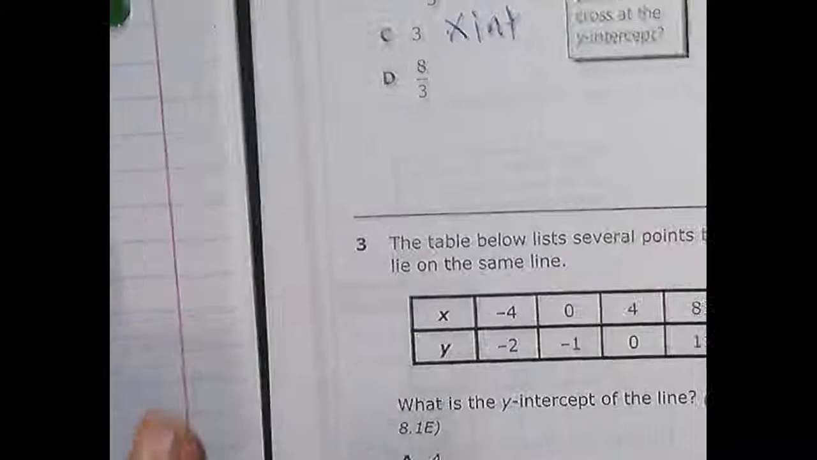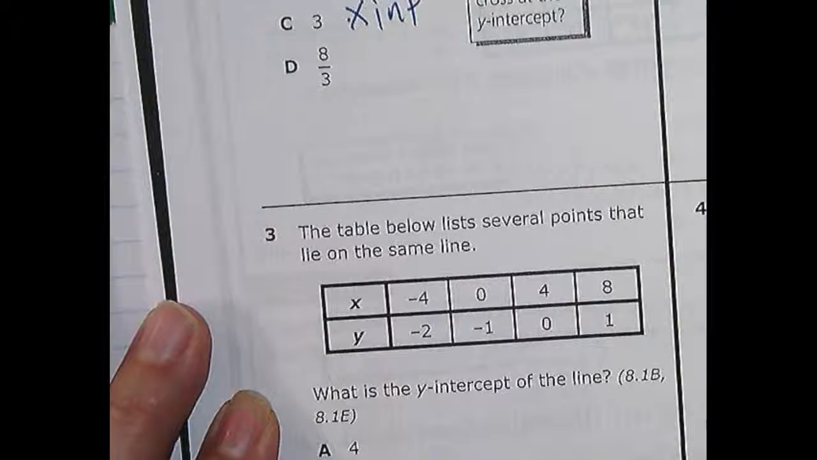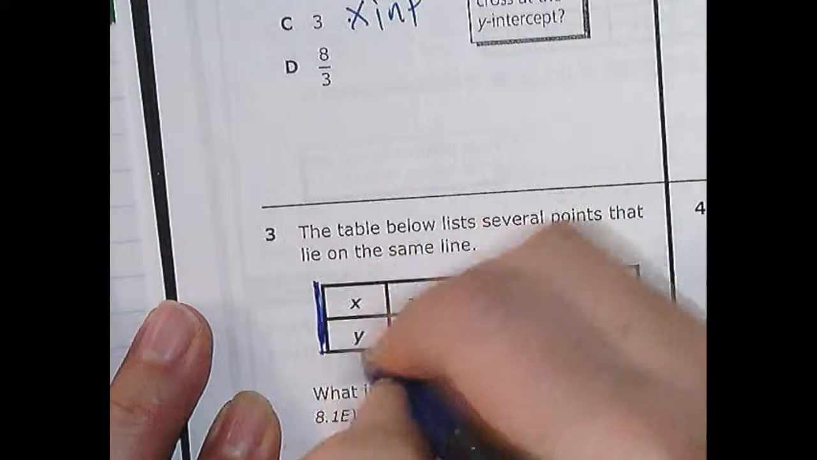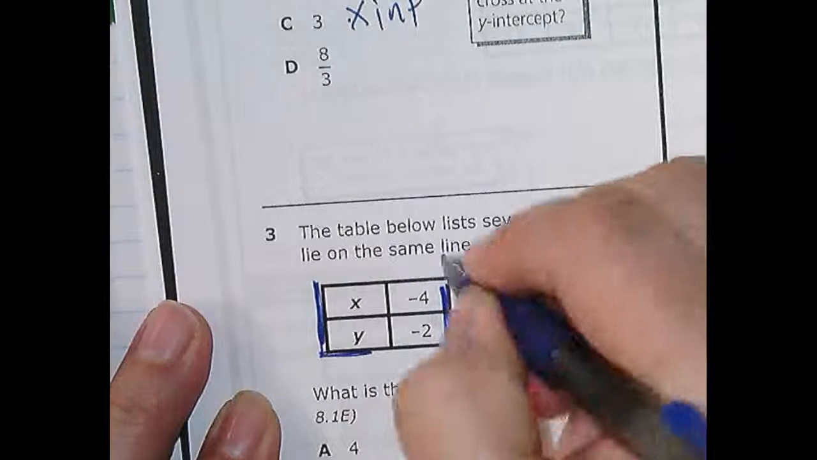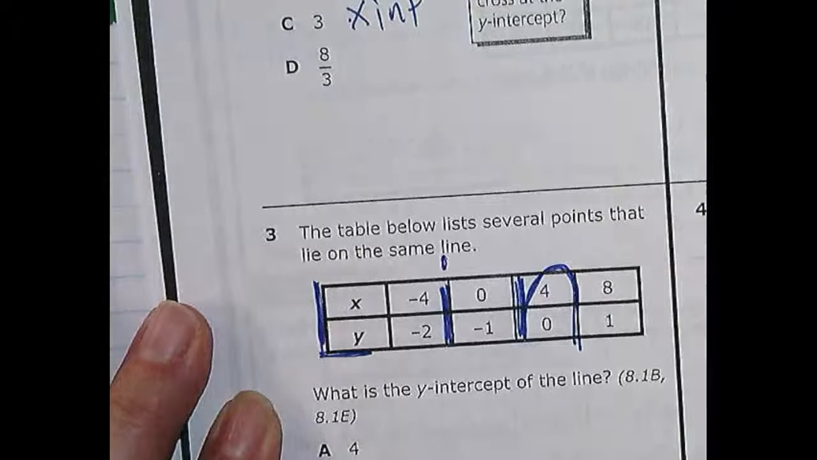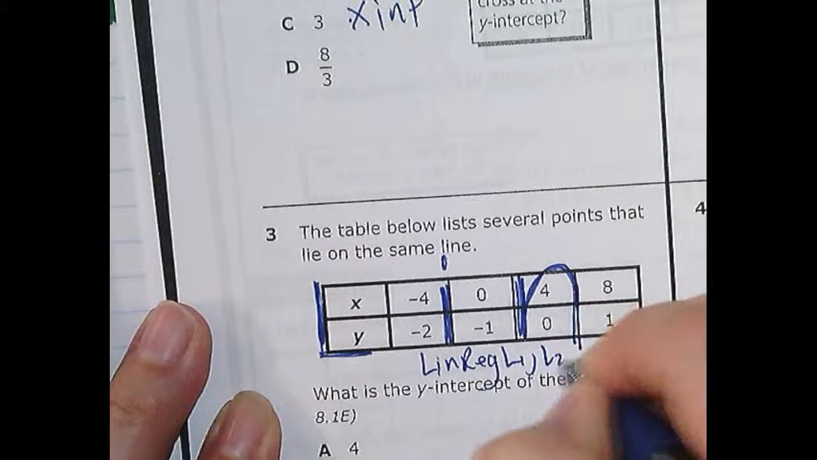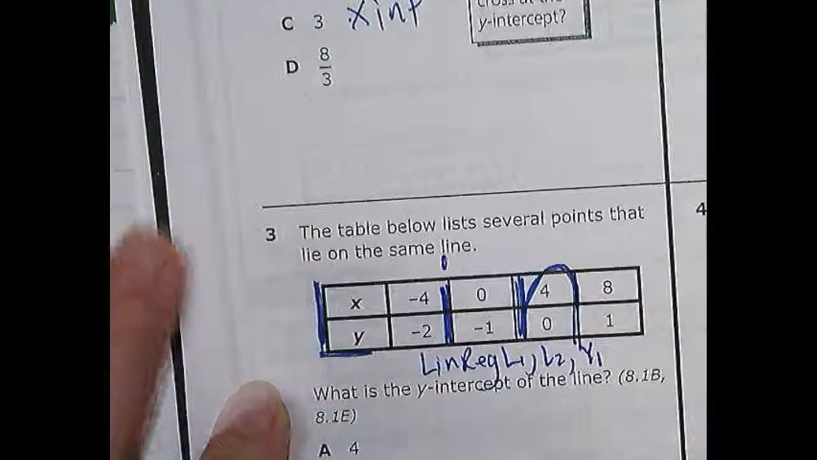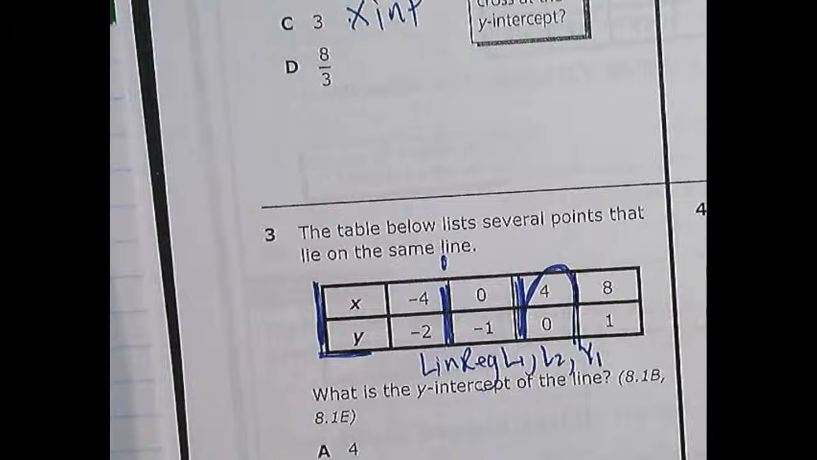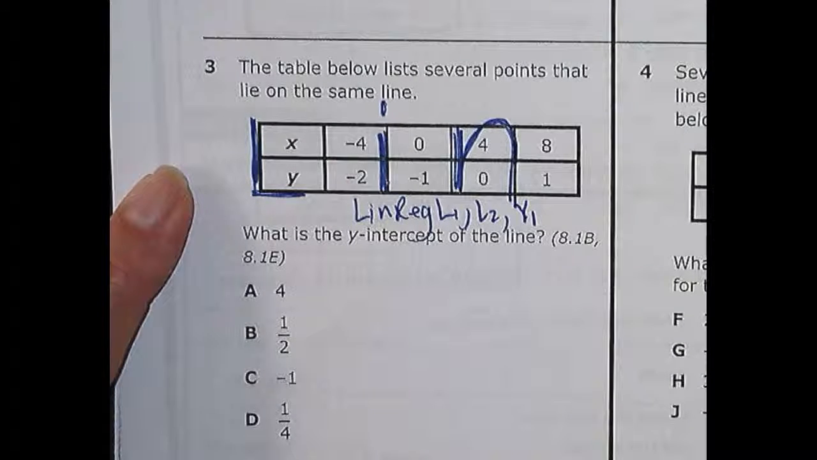Look at question 3. Now, anybody have any great ideas how to solve that? Well, let's think about it. Maybe you could do lin reg list 1, list 2, y1. Now, I will say this. Some of you might have been taught with just lin reg. You want all of those features because lin reg does one thing. List 1, list 2, y1 does everything. And when you go to your calculator, I need list 1 and list 2.